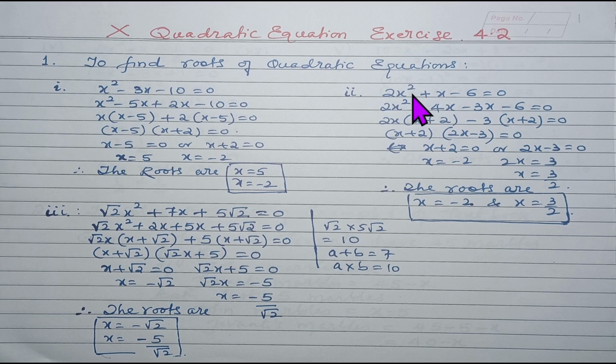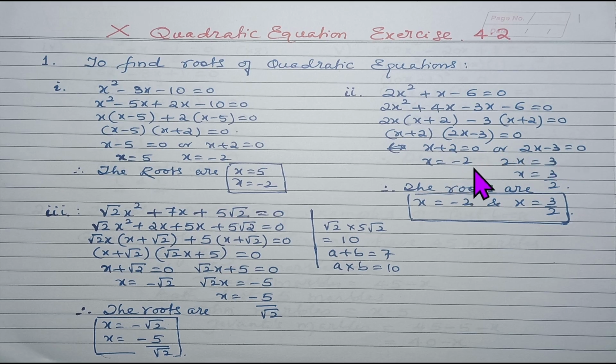And coming to the next example, 2x square plus x minus 6 equal to 0, and this is very simple, because minus 6 into 2 is minus 12, and on addition I should get 1x, and on multiplication I should get minus 12. So plus 4 minus 3 gives me plus 1x, plus 4 into minus 3 gives me minus 12, and therefore the splitting is correct. So taking 2x common, we get in the bracket x plus 2, taking 3 common, we get in the bracket x plus 2. Therefore (x plus 2) into (2x minus 3) equal to 0, x plus 2 equal to 0, 2x minus 3 equal to 0.